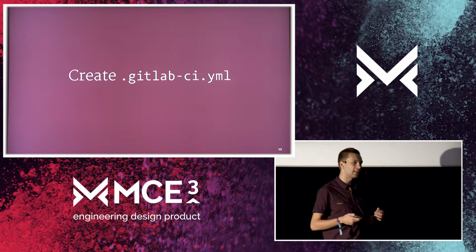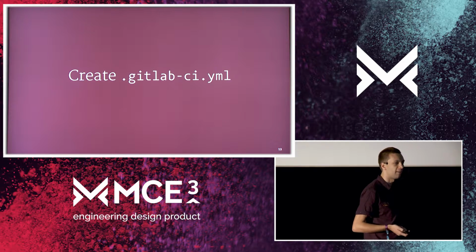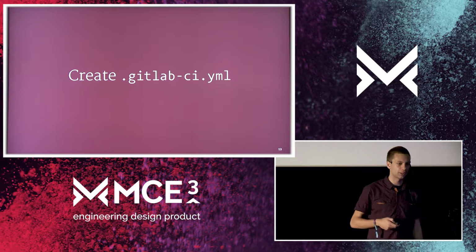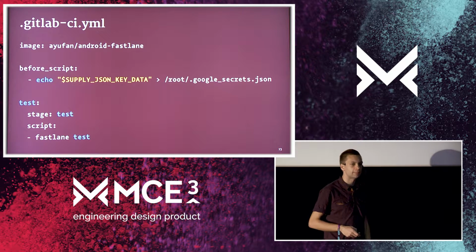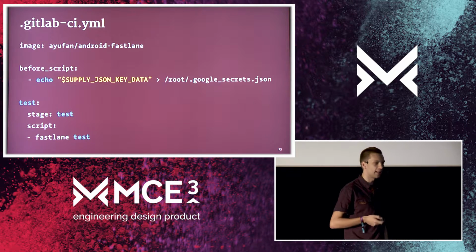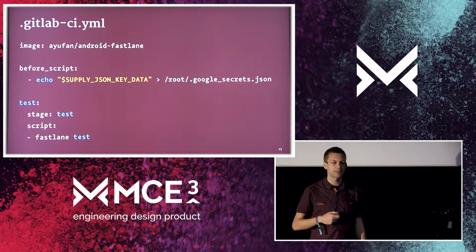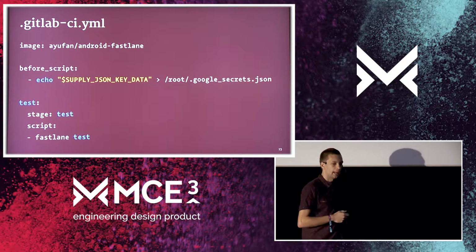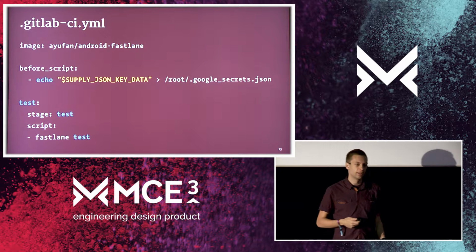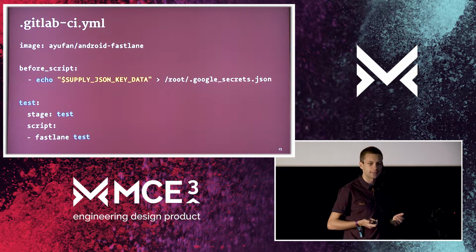So we have this GitLab CI YAML file. This file is part of your repository and describes everything about your project, and it's really simple. At the top, you see the image. This is exactly the same image that I created before, and then we have the jobs. In this example, I have one job, just the test job. It's really simple; it basically just executes Fastlane test.